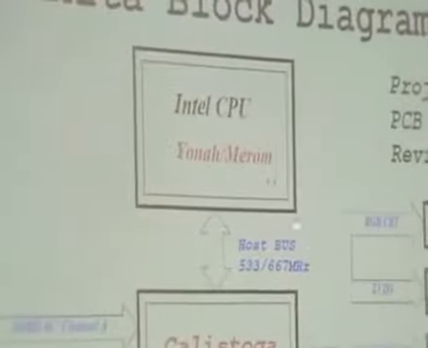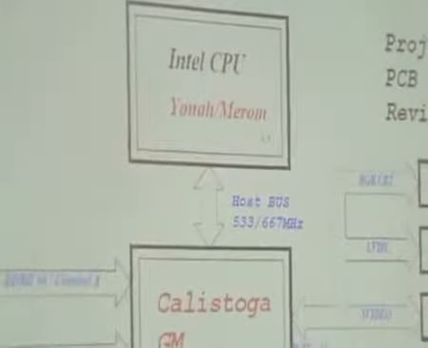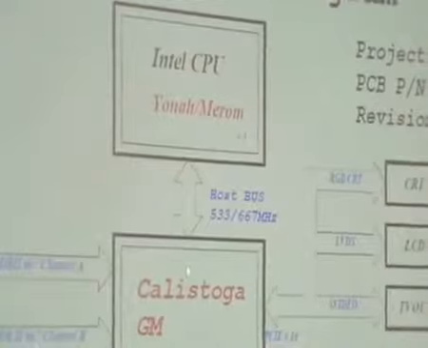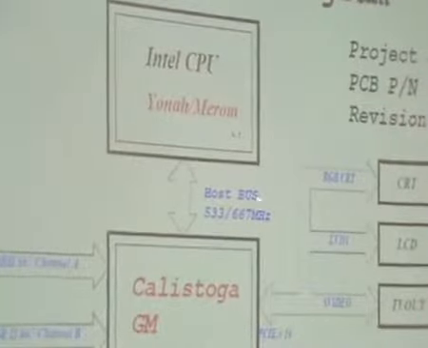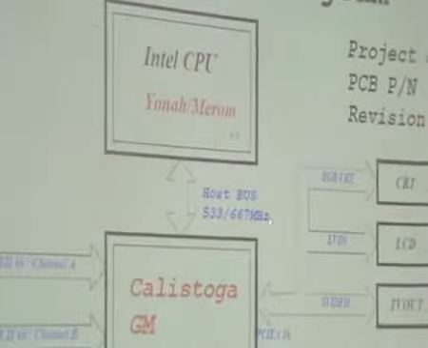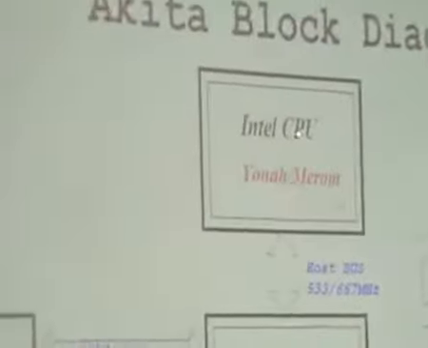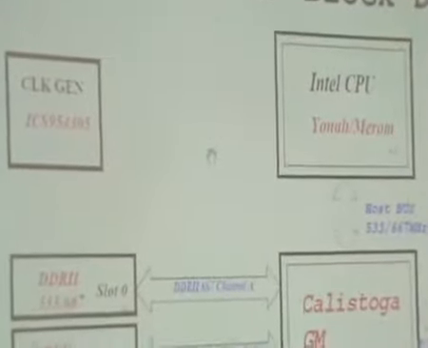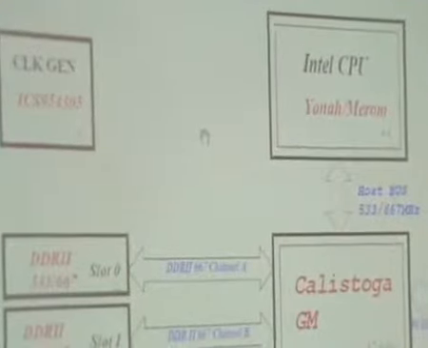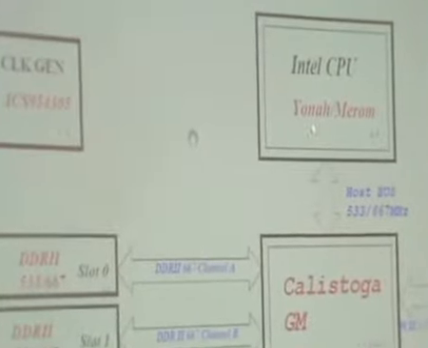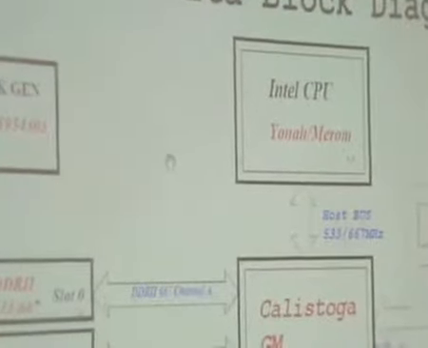See, here it is written host bus. This is the front side bus. This is the speed, 533 or 667 megahertz. This CPU will tell the clock generator that this is my FSB speed. One very conceptual question occurs: why are there two speeds, one processor speed and one FSB speed?